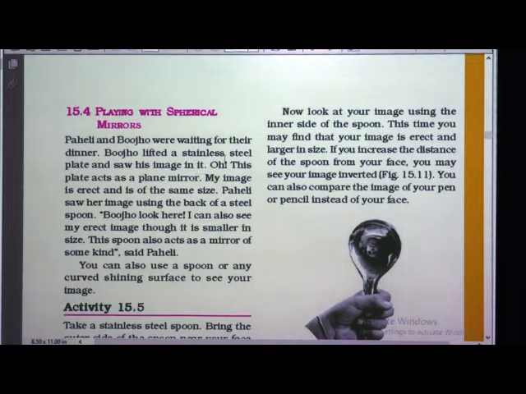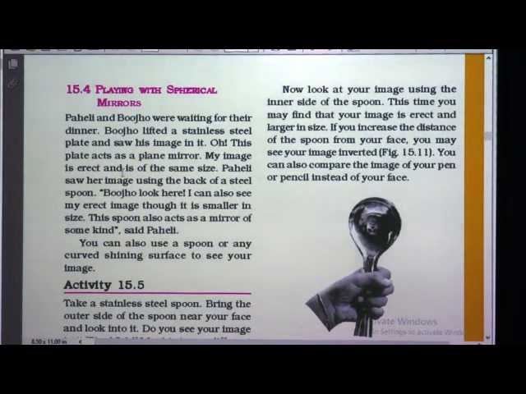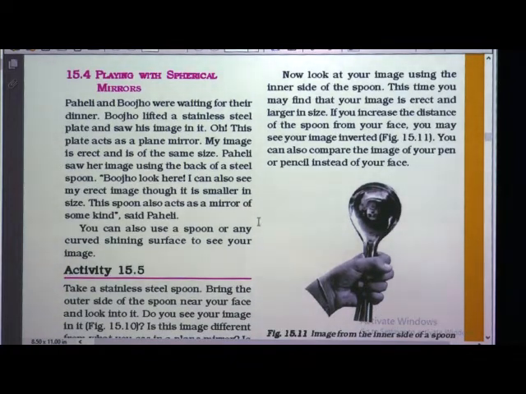Bhujo lifted a stainless steel plate and saw his image in it. Whether it is a new stainless steel plate or a spoon, Bhujo lifted a stainless steel plate and saw his image in it. "Oh, this plate acts as a plane mirror. My image is erect and is of the same size."